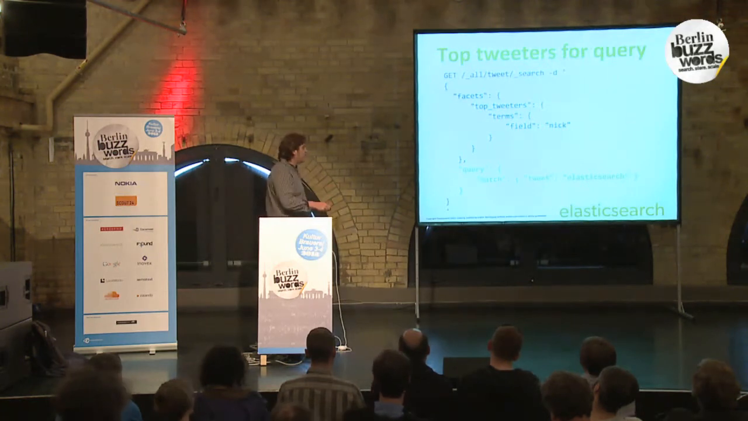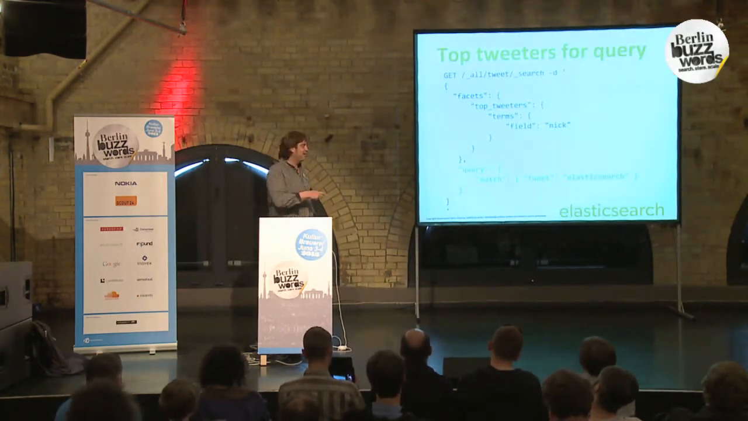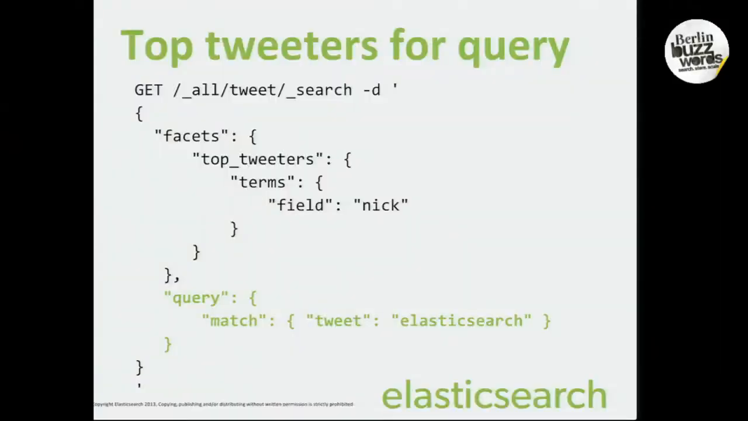We can combine it with a query. So who's tweeting about Elasticsearch? These facets are calculated over the documents that match this query. And to be clear, we could have billions of documents, and this is still calculated within milliseconds. This is massive scale.